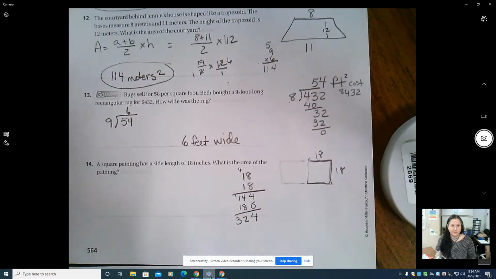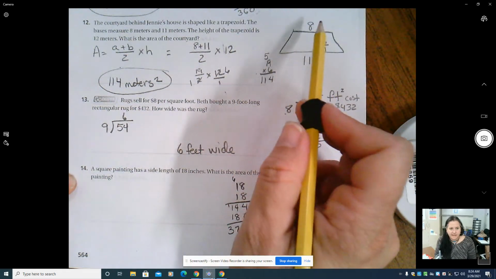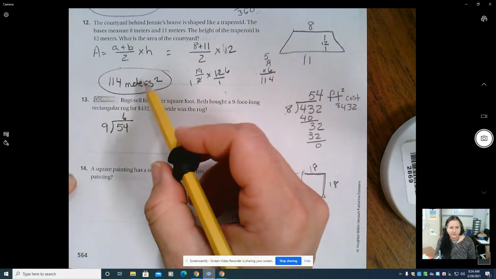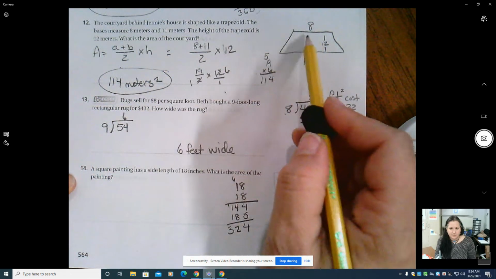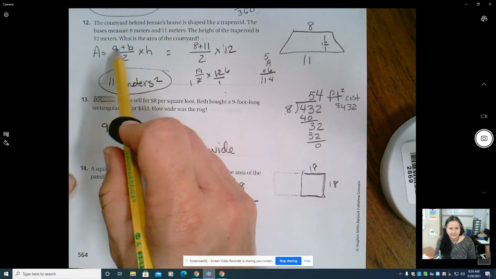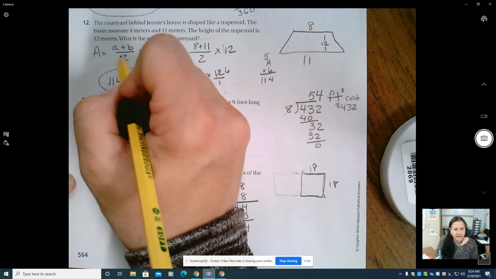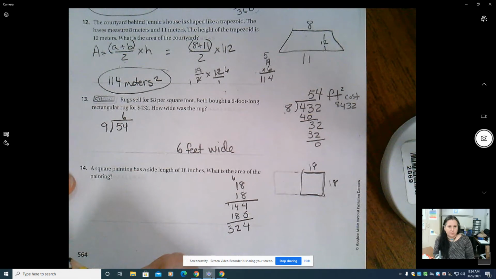All right, number 12. The courtyard behind Jeannie's house is shaped like a trapezoid. The base measures are 8 and 11 meters. The height of the trapezoid is 12 meters. What is the area of the courtyard? So to find the area of a trapezoid, it's the first base and the second base. So the 8 and the 11 added together and then divided by 2. Okay, and I should actually put this part in parentheses because you want to make sure that you are doing that part first before you're dividing by 2, and that's a little different than PEMDAS, so we want to make sure that's in parentheses.